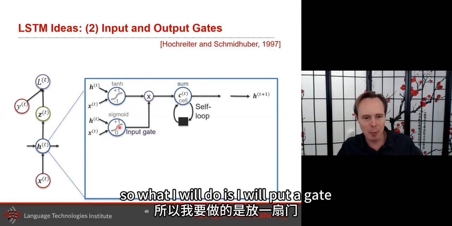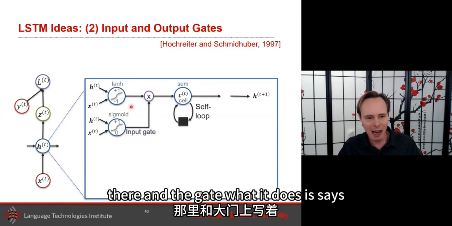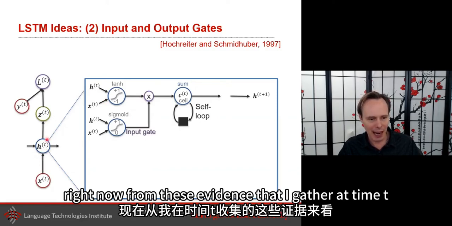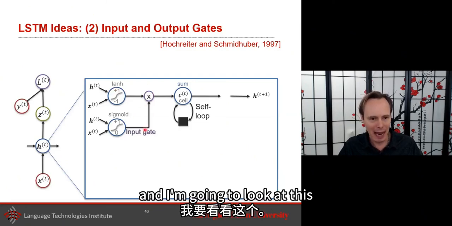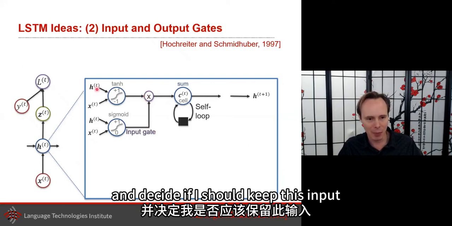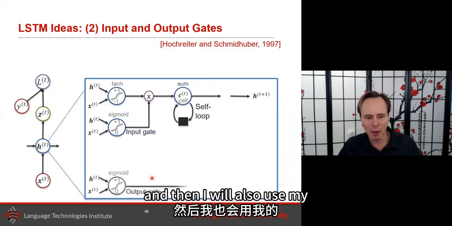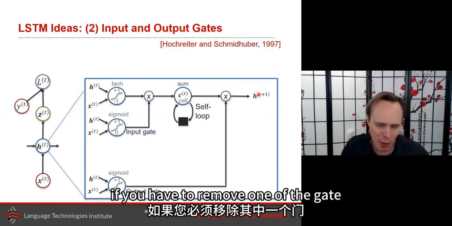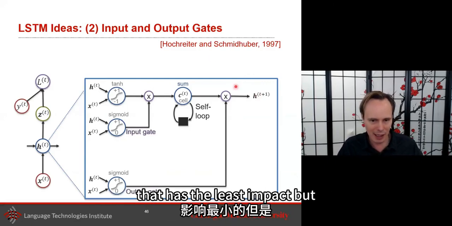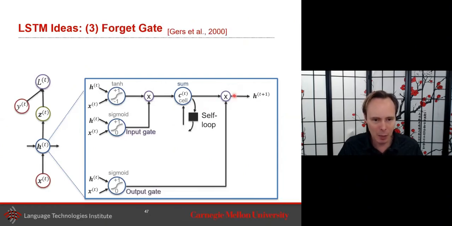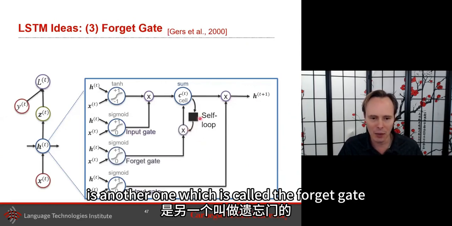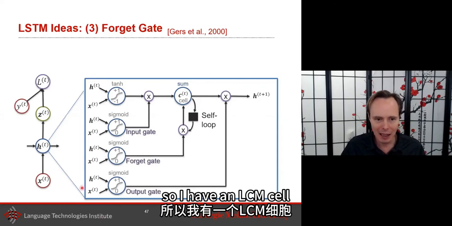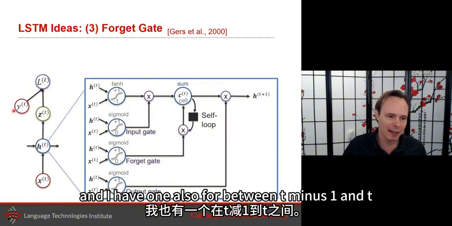So I will put a gate there, and what the gate does is say, from the evidence that I gathered right now at time t, how much should I keep? I look at this and decide if I should keep this input. And then I will also use the same information to decide if I should use it for time t+1. If you have to remove one of the gates, the output gate is probably the one to remove, as it has the least impact, but the LSTM has this output gate. And then I also have another one called the forget gate that says how much to keep from the previous memory. So I have an LSTM cell, and I have one also between t-1 and t.